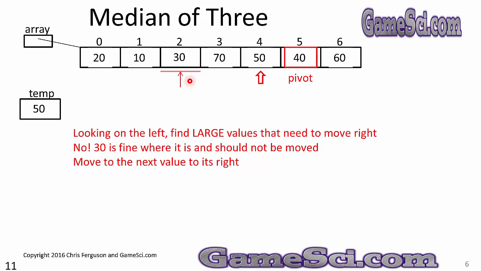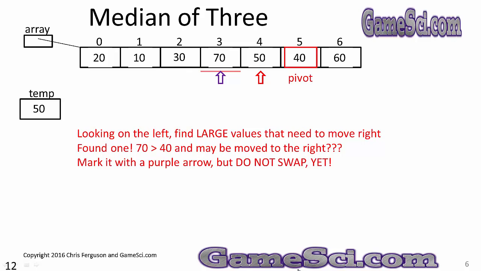It's where it should be, and don't move it. Move to the next value to its right. Looking on the left, we found a large value that needs to move right. 70 is greater than 40. It may be moved to right.